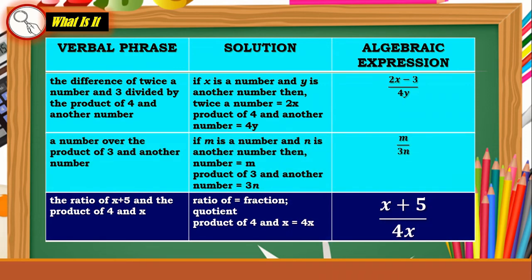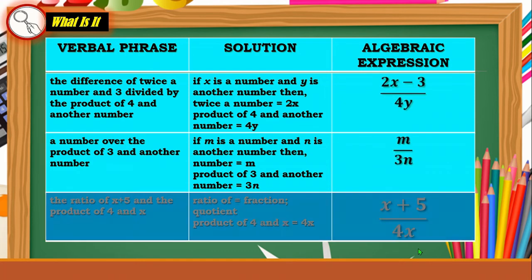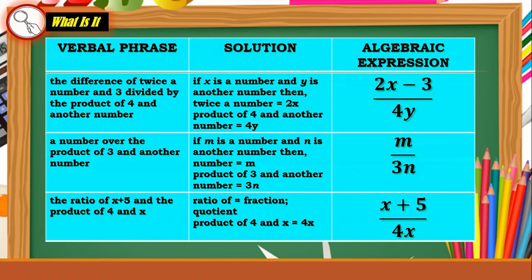Now let's get a hang of it. Last example. The ratio of x plus 5 and the product of 4 and x. Ratio of means fraction and means quotient. Product of 4 and x is equal to 4x. Therefore, the ratio or the quotient of x plus 5 and the product of 4 and x. Now you can pause and replay this part of the video as needed.